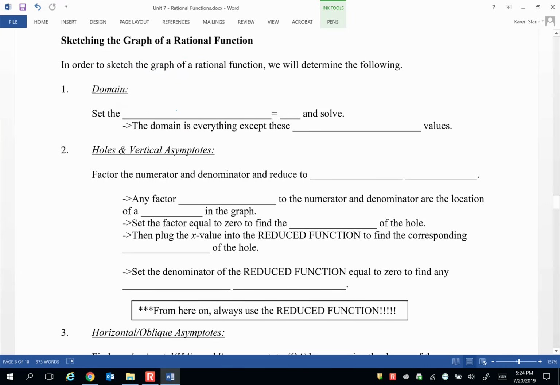So in this video, we're going to get a page of notes that will help us with the process of sketching the graph of a rational function if we're given the equation of that rational function. In order to sketch it, we have to determine all of the following.